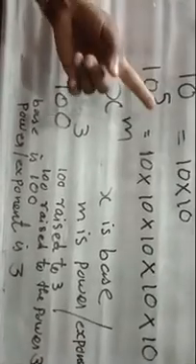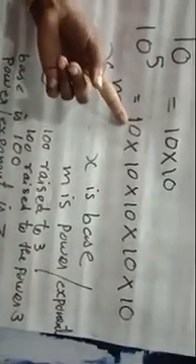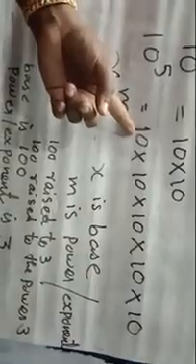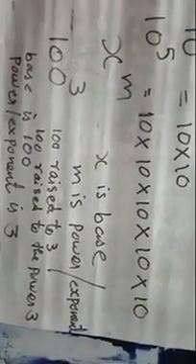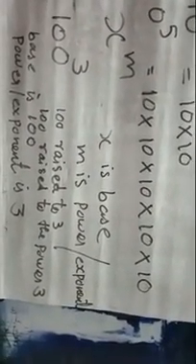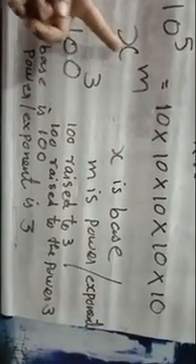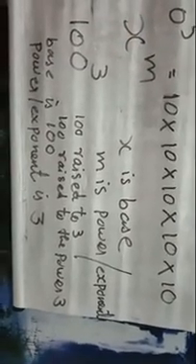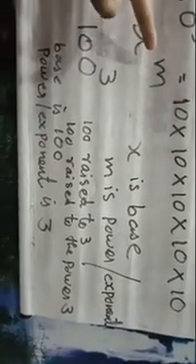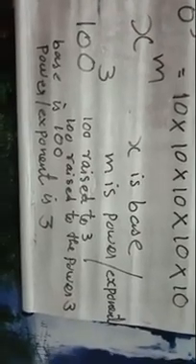10 raised to 5 means multiply 10 five times, repeated multiplication: 10 into 10 into 10 into 10 into 10. This 10 is called the base and 5 is called the power or exponent. Here x raised to m: x is the base, m is the power or exponent, and it is read as x raised to m. Clear?